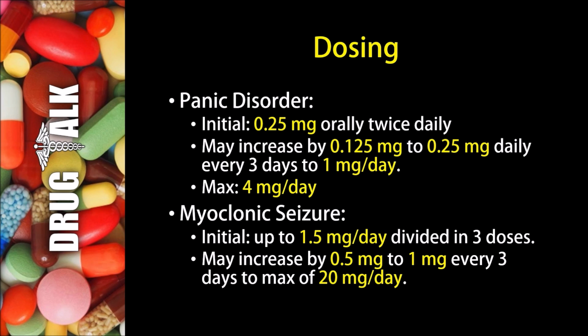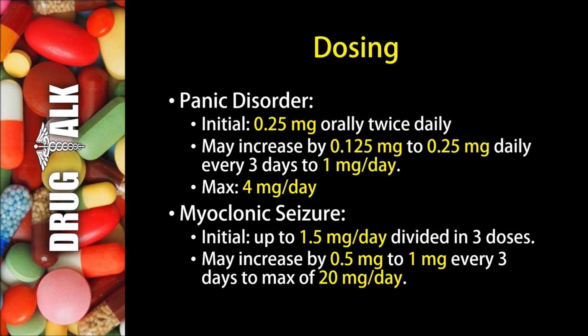What about dosing with clonazepam? So in panic disorder, the initial dose would be 0.25 milligrams orally twice daily. They would have the option to increase the dose by 0.125 to 0.25 milligrams daily every 3 days up to 1 milligram per day. The maximum dose would be 4 milligrams per day.